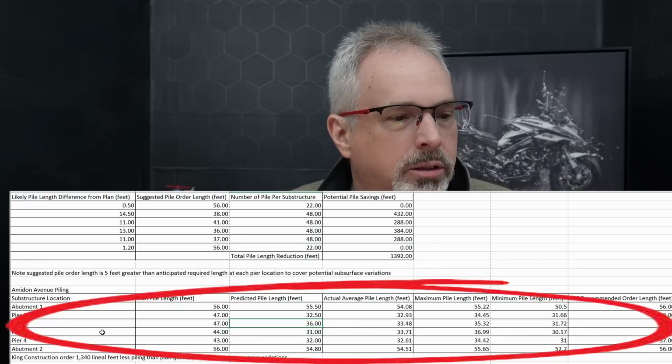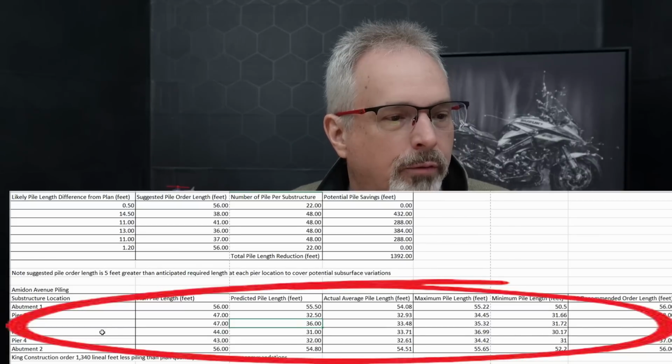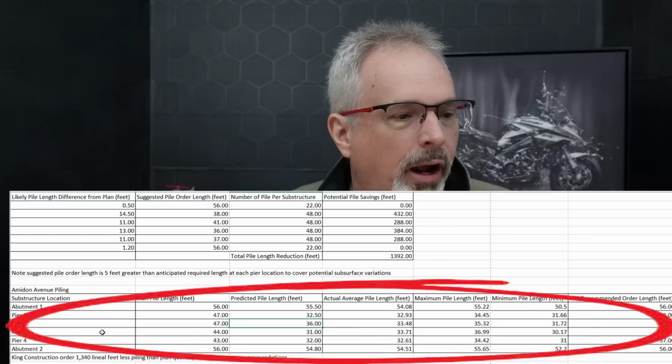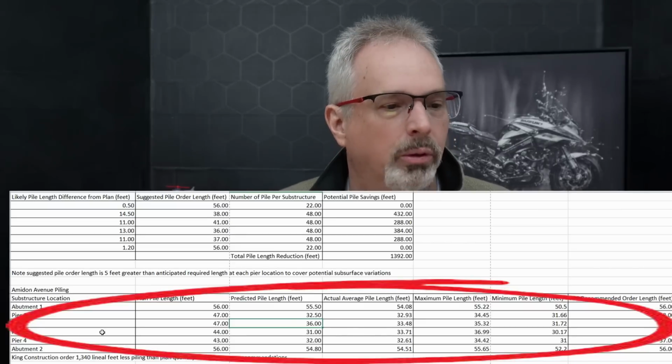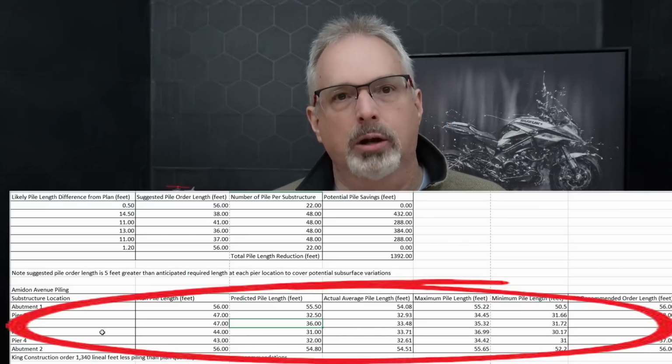Let's look at the central area of this table where we have actual average pile length, and we got 54 feet, maximum's 55. Our predicted was 55.5. And then next one predicted was 32. The range was about 31 to 35 and so on. We were within a foot or two of actual versus predicted, which is very, very good.